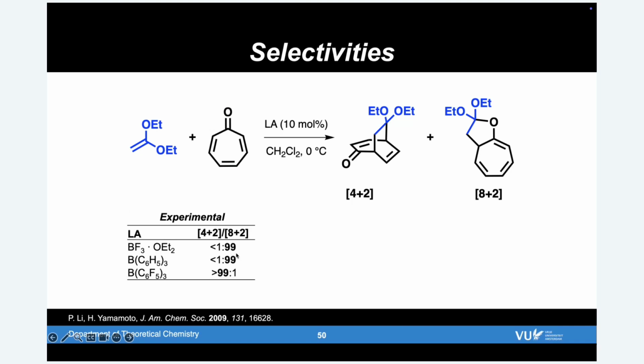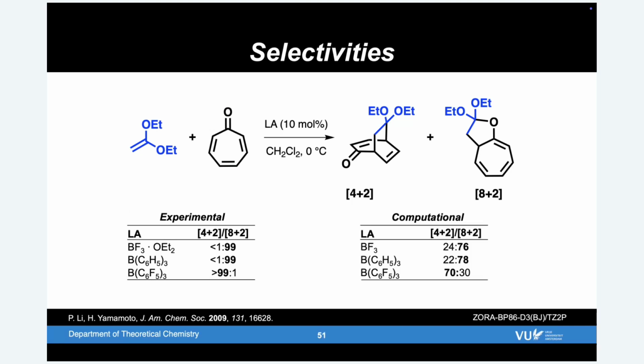But the simple substitution of all 5 hydrogens for fluorine, so now you have the pentafluorophenyl version, the perfluorinated Lewis acid, now you have complete opposite regioselectivity. Now you have exclusive 4+2 formation. And we were interested in the origin of this. First, the origin of catalysis, and also the switch in regioselectivity.